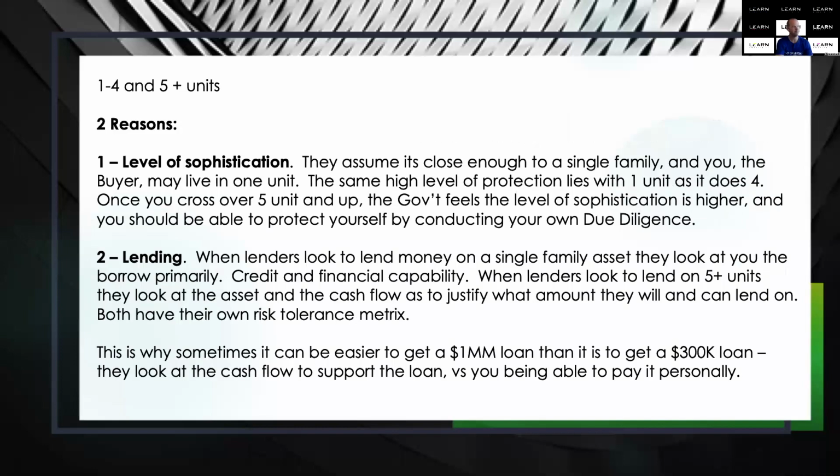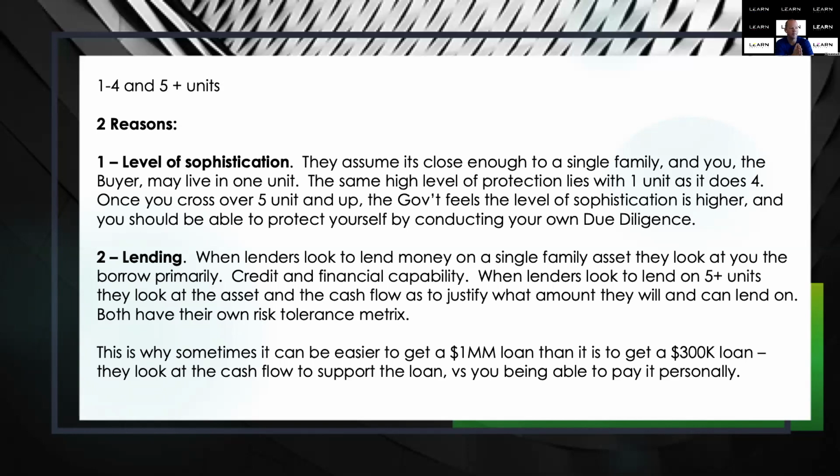All right, well, 2 reasons. So one is the level of sophistication. They assume it's close enough to a single family and you, the buyer, may live in one unit. The same high level of protection lies with one unit as it does for 4. Once you cross over 5 units and up, the government feels the level of sophistication is higher and you should be able to protect yourself by conducting your own due diligence. That's their reasoning.